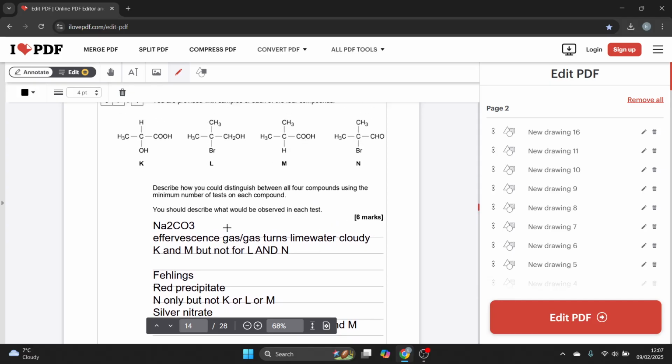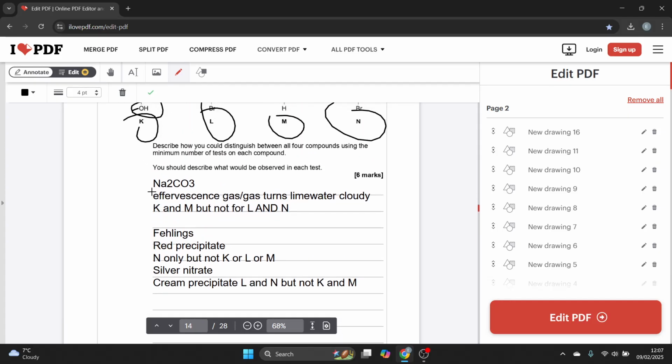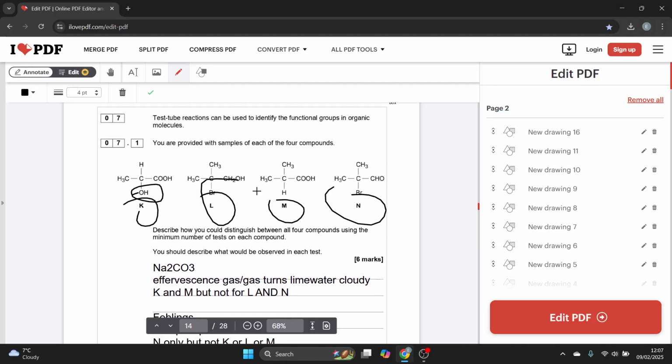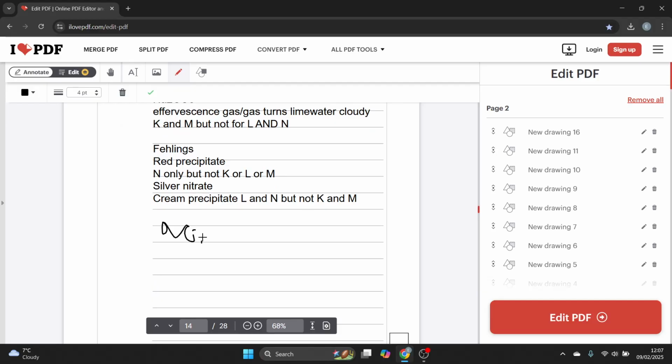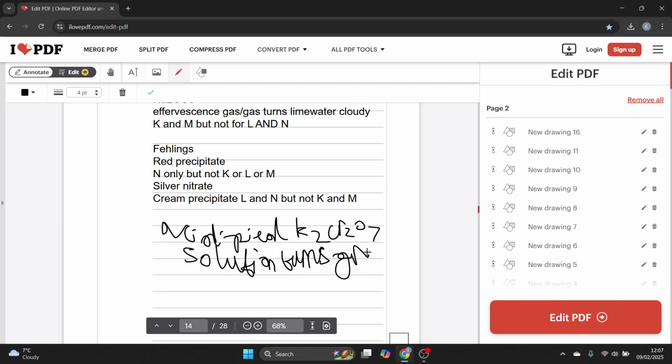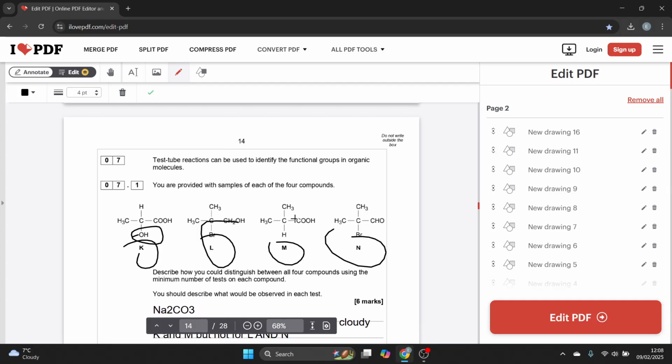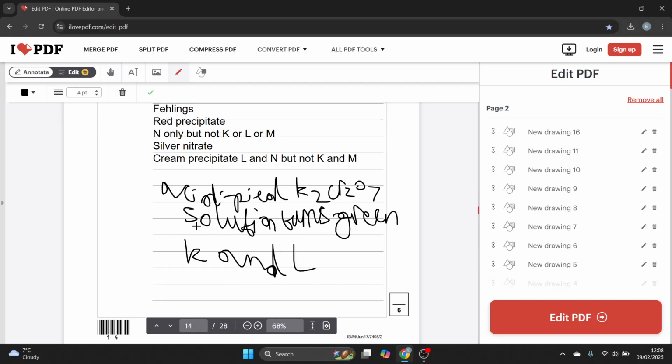So what I said for N only, and then to distinguish, I've now distinguished between L and N. Now K and M, well, K has a hydroxy group, and I use acidified potassium dichromate, K2Cr2O7, and the solution turns green for K and L, because remember, K and L are both an alcohol and aldehyde.